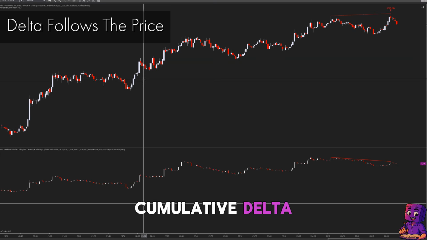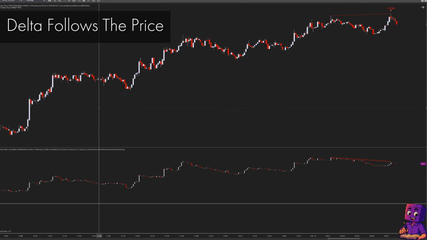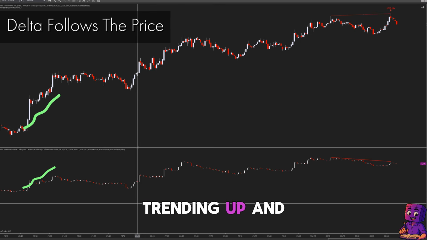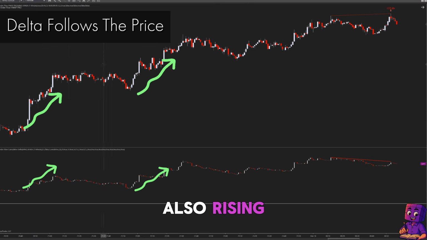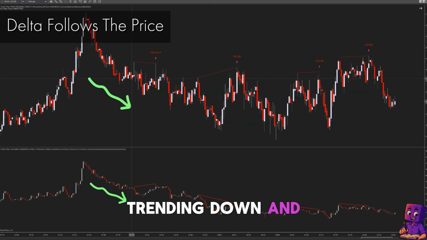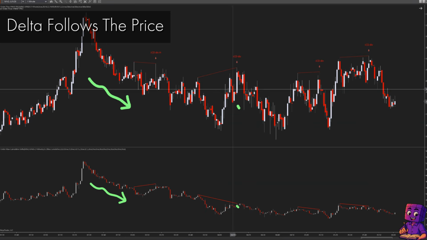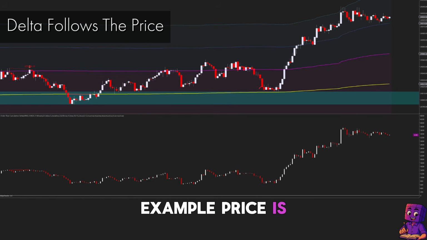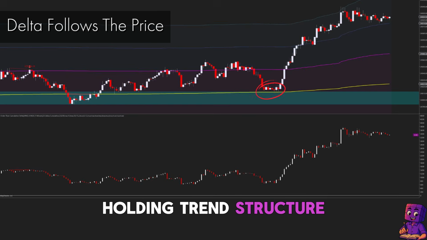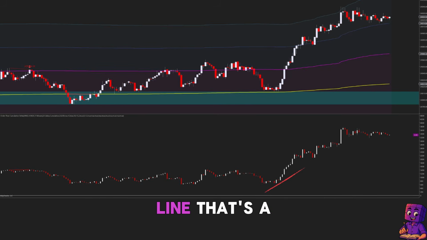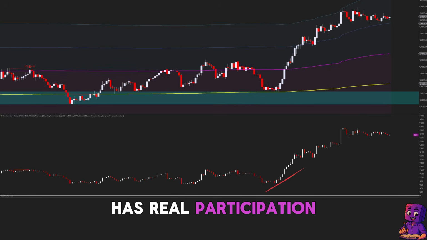How to use cumulative delta? How do most strategies use it? First, we use cumulative delta to confirm session control. If price is trending up and cumulative delta is also rising, that confirms buyers are controlling the session. If price is trending down and cumulative delta is also falling, that confirms sellers are controlling the session. Let's take an example. Price is above VWAP and holding trend structure. The cumulative delta is rising and staying above the zero line. That's a common confirmation that the trend has real participation behind it.